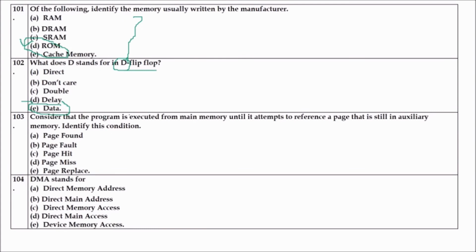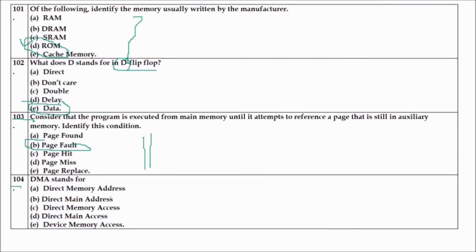Next is, consider the program is executed from main memory until it attempts to reference a page that is still in auxiliary memory. Identify this condition. So, what are you going to answer? These are options for you. The answer here is B. Page fault. Why? The program is executed from main memory until it attempts to reference a page that is still in auxiliary memory, which is called a page fault.